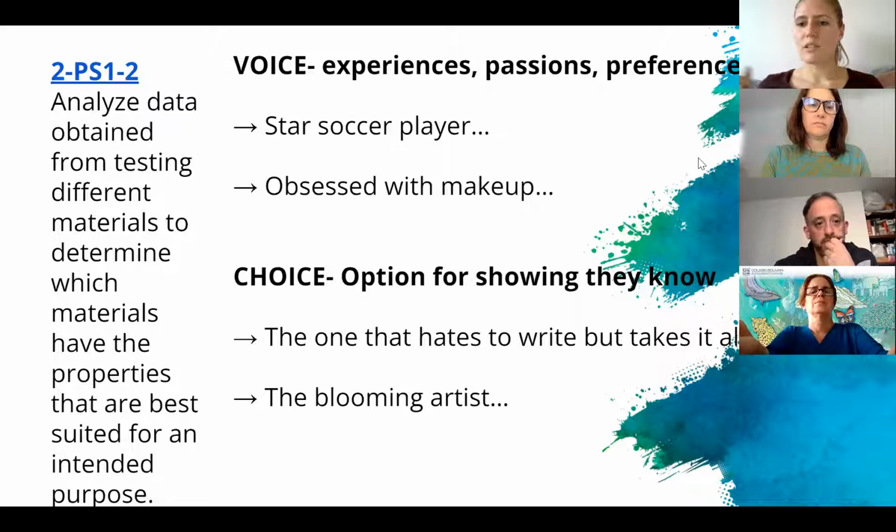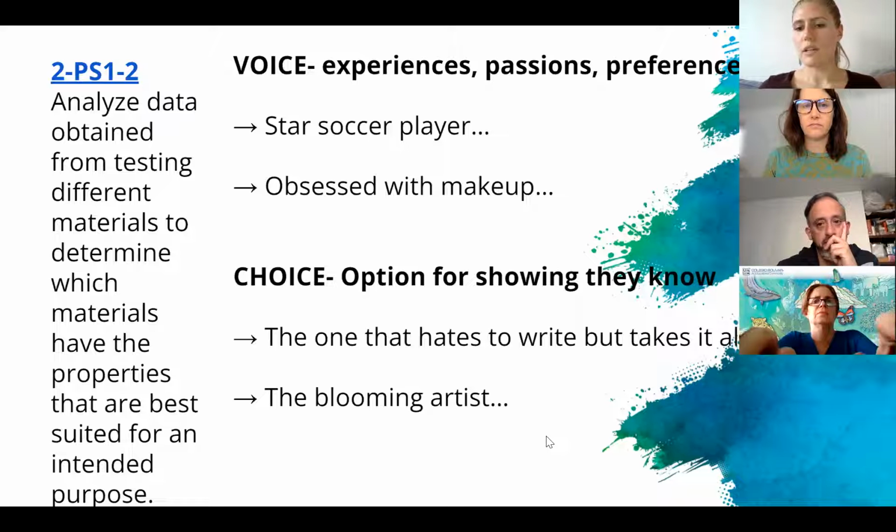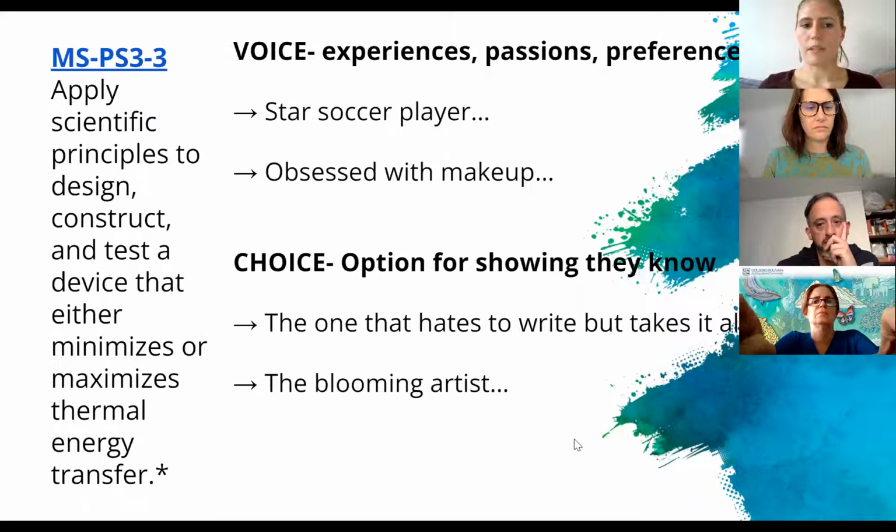So giving them options of how they're going to show you, if they want to do the TV show, or if they want to just come and tell you in a small group or at a table, great. If you have the blooming artist, maybe they want to create an artistic representation of data. So voice and choice is really where your curricular design has flexibility so that students can show you in different ways and they might be able to connect it to their own interests. So those are a few ideas for this essential element.